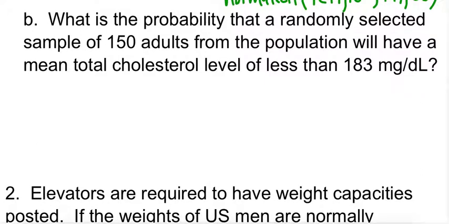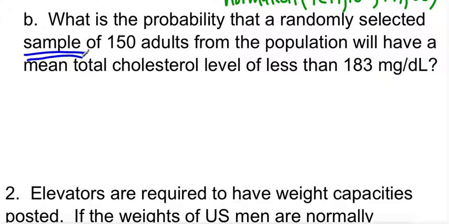Now we're going to look at part B. We want to know the probability that a randomly selected sample of 150 adults from the population will have a mean total cholesterol of less than 183. So 183 we saw from the last one is a pretty low cholesterol. This question is asking, if we take 150 adults and we take the average of all their cholesterol, what's the probability that these 150 adults have an average that low?